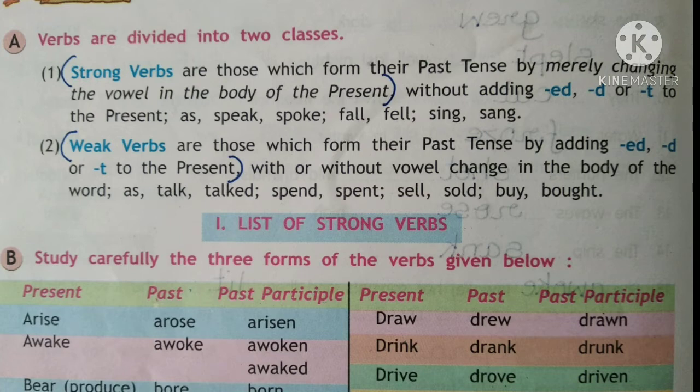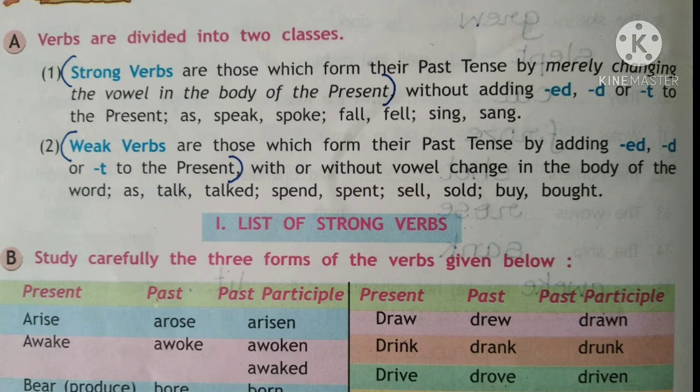Now, which is the second class? The second class is the weak verbs. Weak verbs are those which form their past tense by adding ed, d, or t to the present, with or without vowel change in the body of the verb. So, these weak verbs are the verbs where we just need to add a d or sometimes ed or sometimes t to the present verb, and we can change them into the past tense, and the same are used as the verb 3, the past participle.